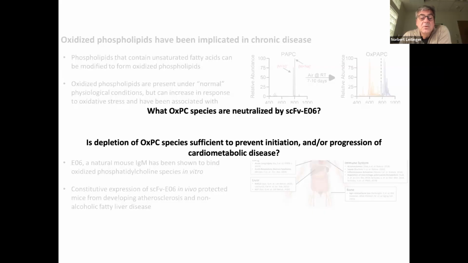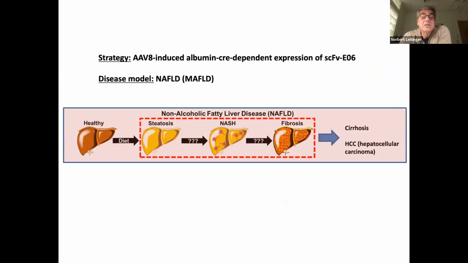In order to study this, we would have to induce the expression of this antibody fragment either at the beginning or during the progression of the disease. And as a model to test this, we chose to study fatty liver disease, which has a nice progression from first steatosis to what is called NASH, and then further on to fibrosis. So we thought that by inducing the expression of the EO6 antibody either at the beginning of the disease process or during the progression from NASH to fibrosis, we could study a possible involvement of these lipids in this disease.